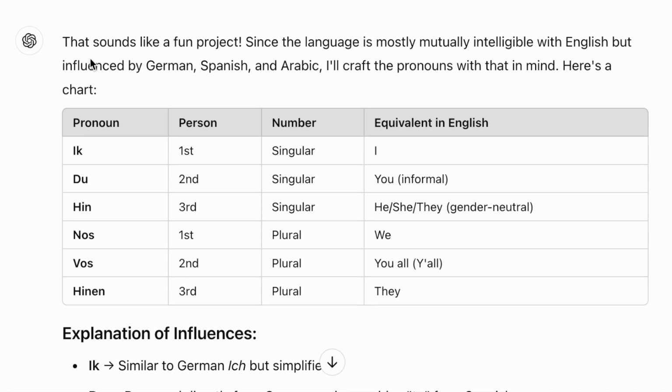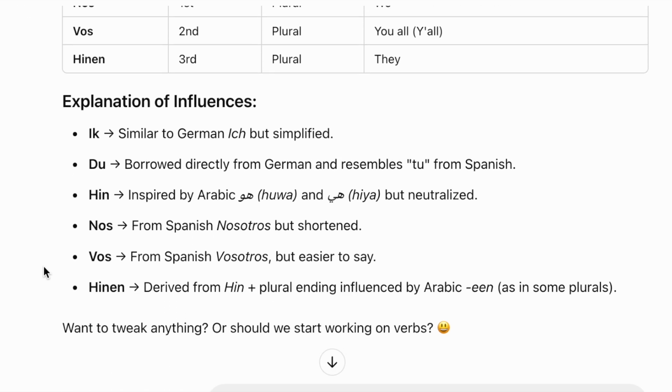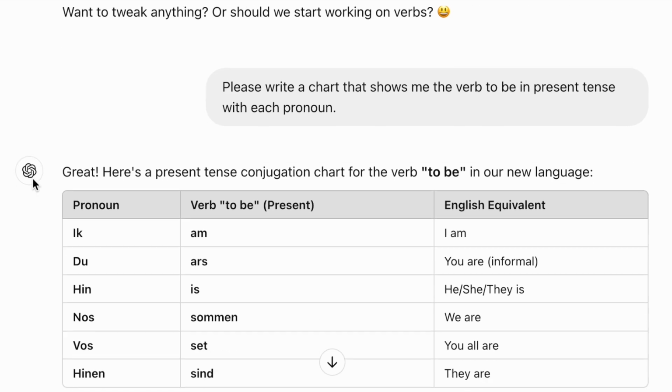All right. ChatGPT thinks it sounds fun. All right. At least someone else does. Ich, du, hin, nos, vos, hinen. Okay. Then it breaks it down. Ich, oh, kind of like German. Du, okay. Hin, oh, like Arabic. Nos, vos, kind of like Spanish, right? Because we wanted those influences. And hinen derived from hin, the third person, but the plural, Arabic, in, which happens in Arabic sometimes, like Americans, Amerikin, or something like that. Pretty cool. All right, so pretty smart. It did a good job.